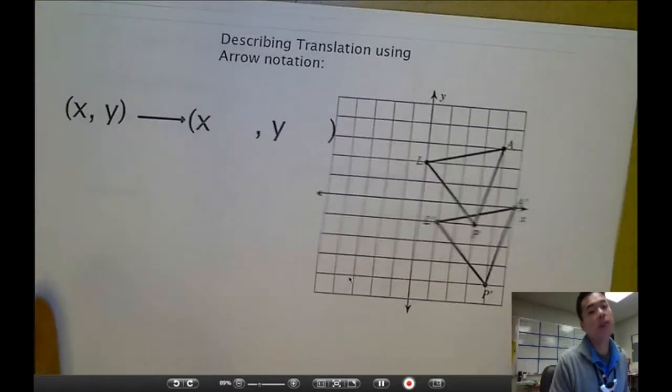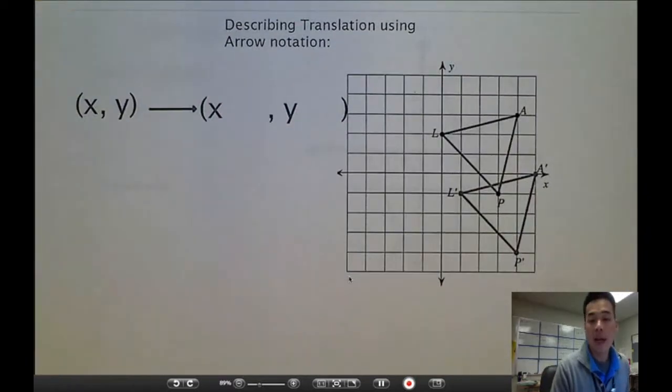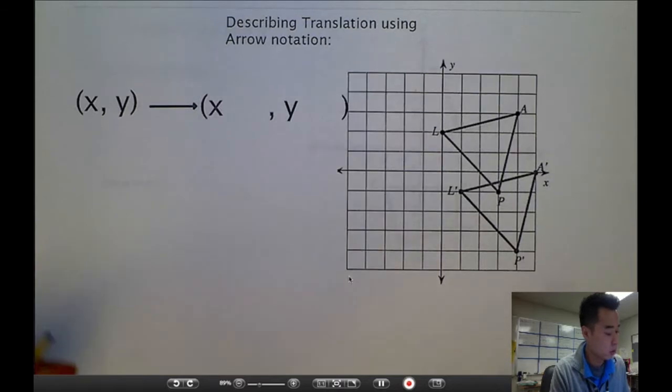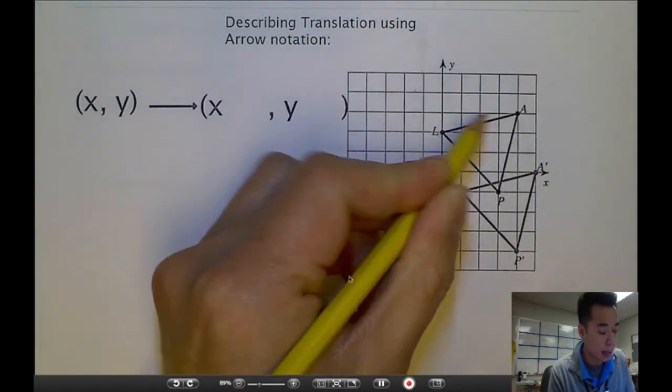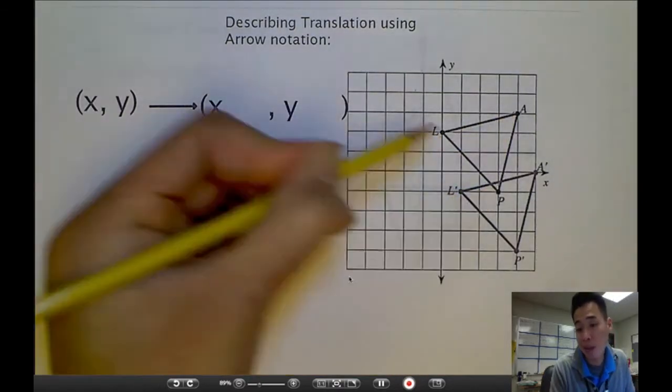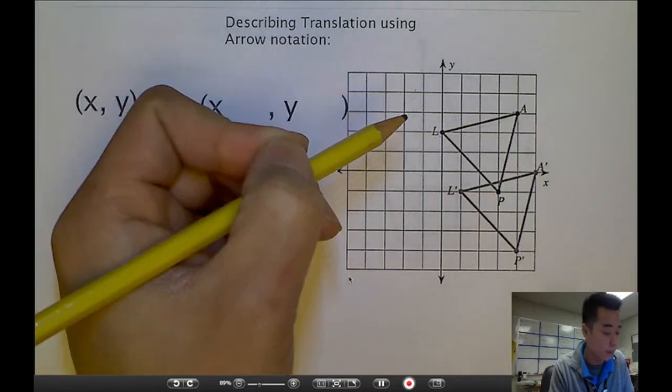Arrow notation. This is one of my favorite. Arrow notation is basically taking a description and just making it more simple. So here, the first thing we want to do is find the original triangle. We have triangle LAP. I know this is an original because it just has the letter. There's no prime marks to it.